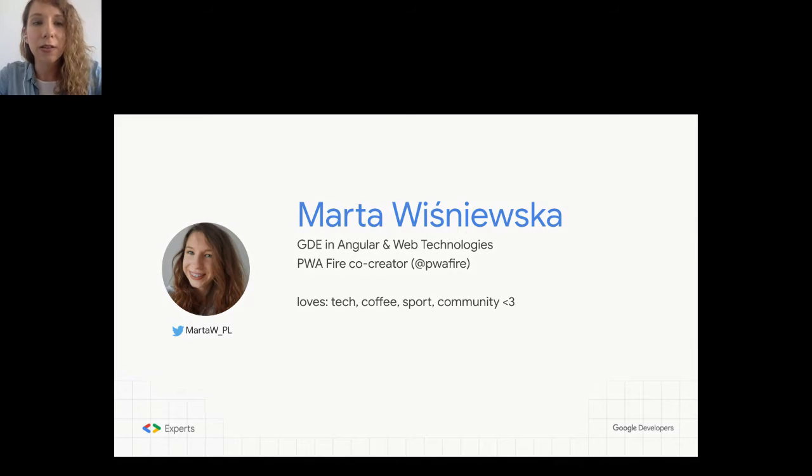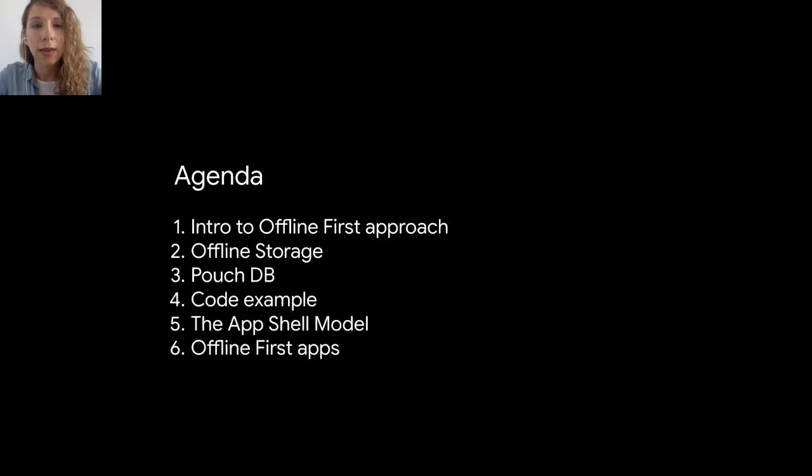And this is the plan for today. I will start with an introduction to the offline first approach. I will tell you what in general it means, what the golden rules are, and what the advantages of this approach are. Then I will tell you about offline storages, possible options to store data locally on the client side in the browsers. Next, I will tell you about PouchDB, which is a wrapper for IndexedDB. I will tell you how I use it in my app that I will present later.